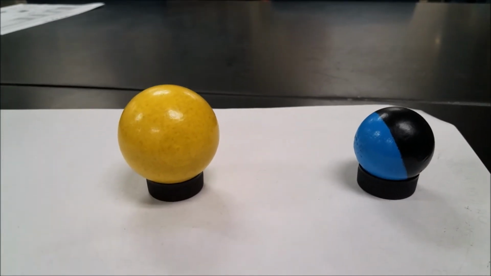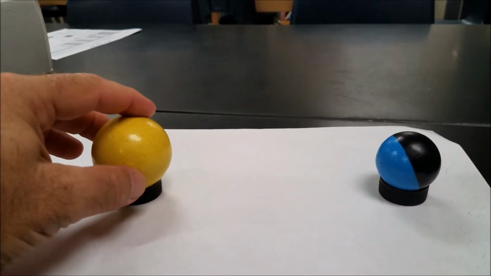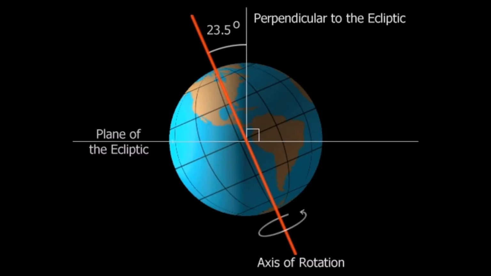All right, so to continue, the seasons on our planet are caused by the tilt of our planet.